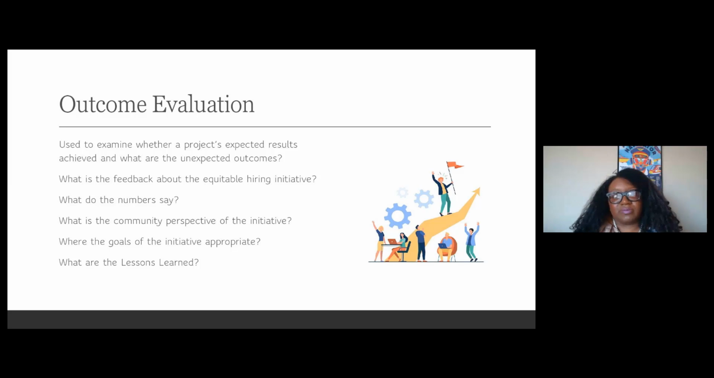Did this trigger something else in a positive or unexpected way? What is the feedback about the equitable hiring initiative? So what are people saying? What is the community? What are all your stakeholders saying? What is the board, the superintendent, the community, the employees? What are they all saying about this initiative? What do the numbers say? What is the community perspective on the initiative? Were the goals of the initiative appropriate?